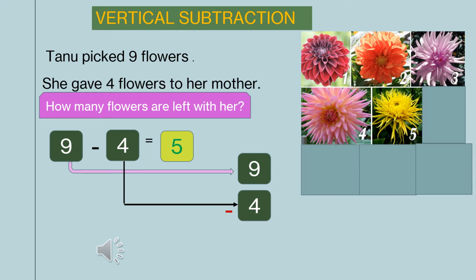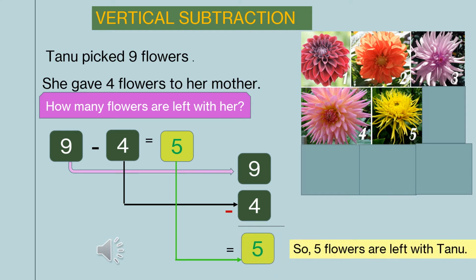So what is the difference between 9 and 4? Yes, you are correct. 9 minus 4 is equal to 5. So the difference is 5 here. So Tanu is left with 5 flowers.